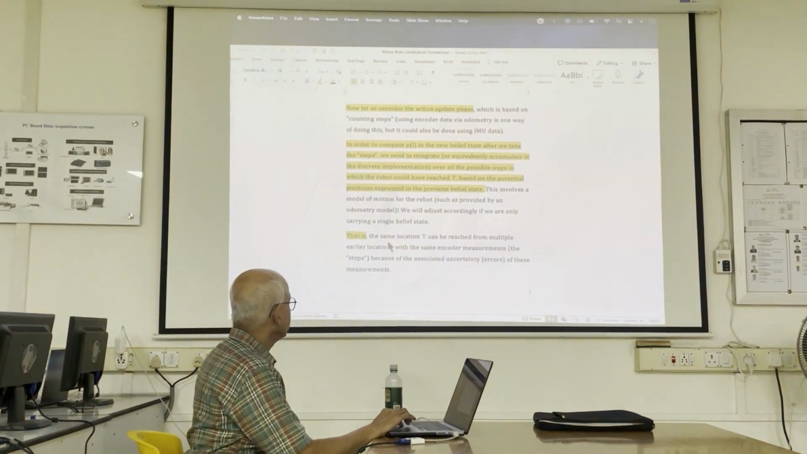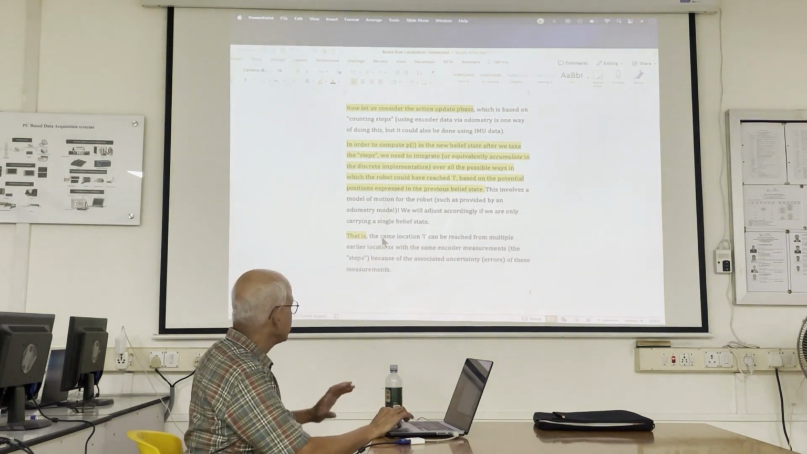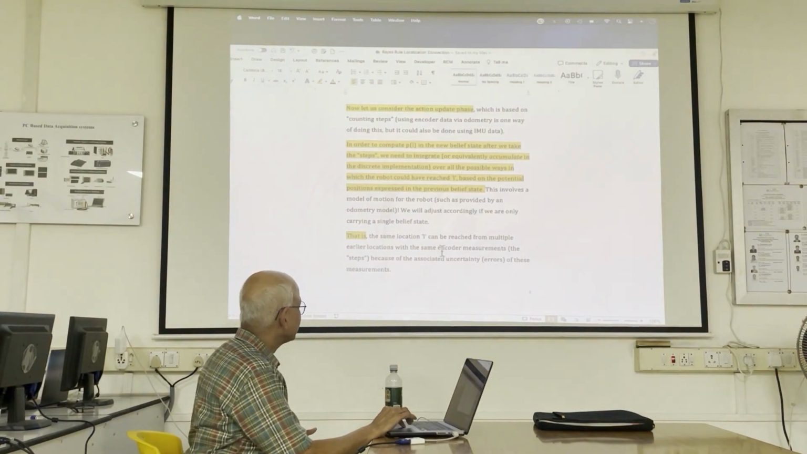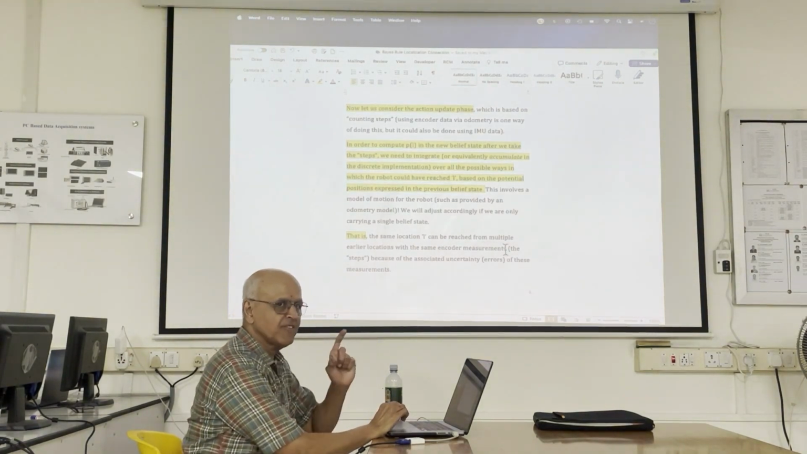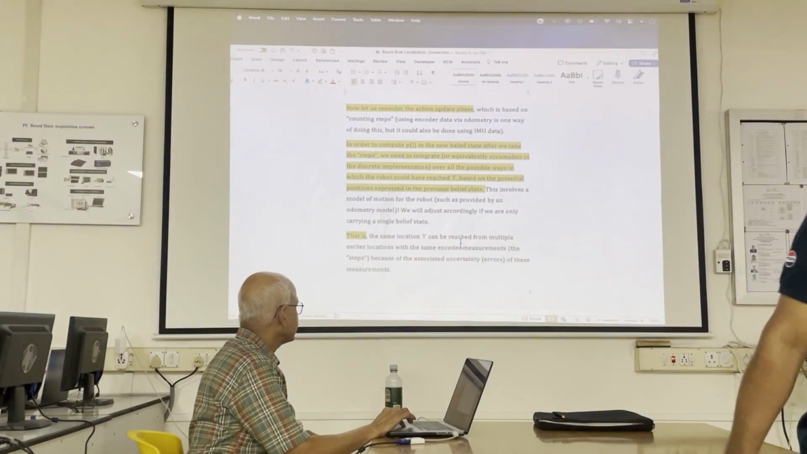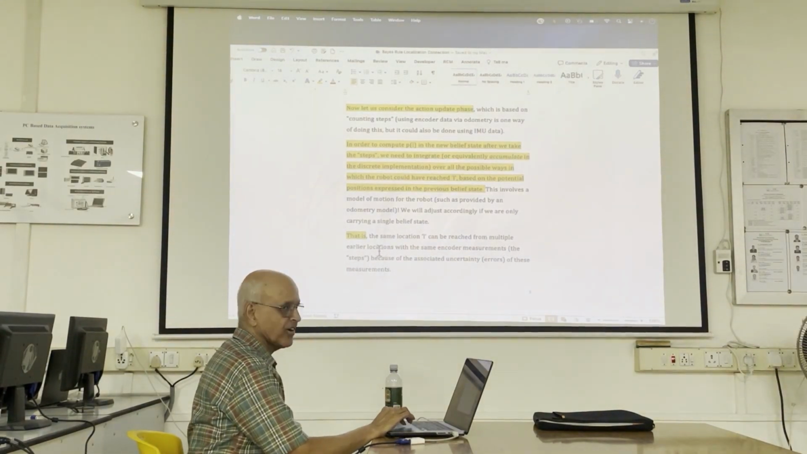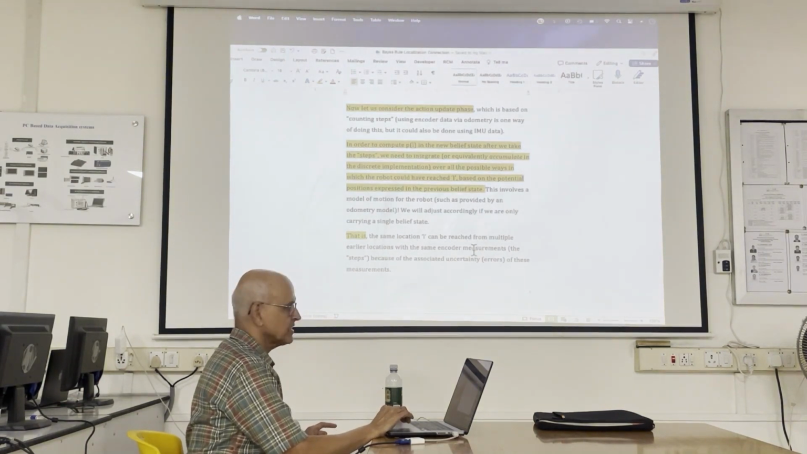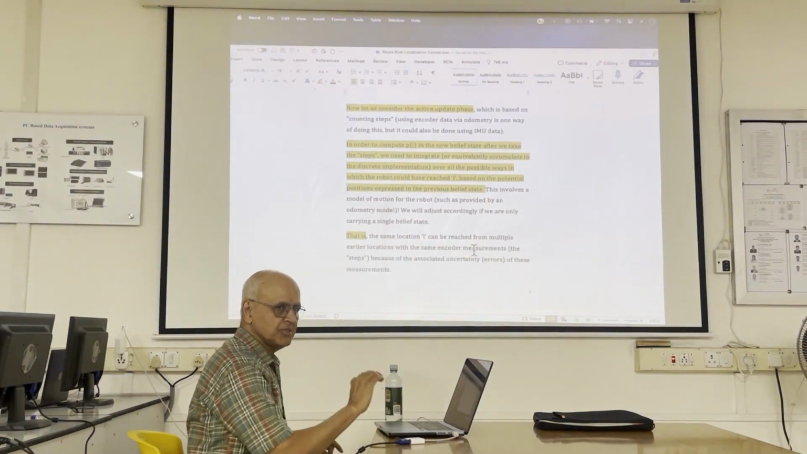Yeah, this is very important. I said it in words, but let's read this. The same location L can be reached from multiple earlier locations with the same encoder measurements. You have to get your head wrapped around that concept. The same location can be reached from multiple earlier locations with the same encoder measurements. Do you agree or not?